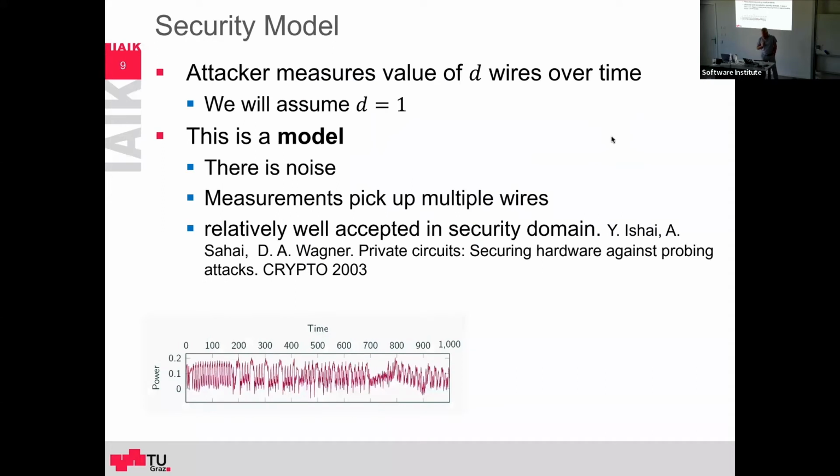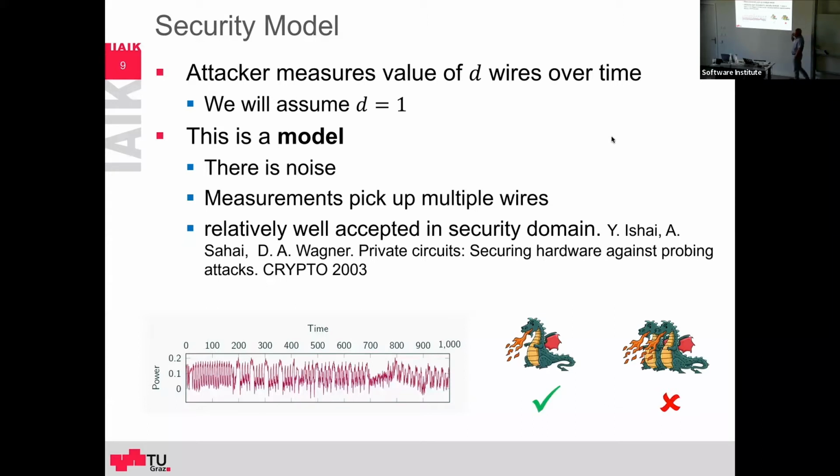So this is my initial security model. The attacker can measure values on d wires and do this repeatedly. And just to keep the talk simpler, the number d is going to be 1 the entire time. So these are the bad guys here. I can deal with one probe, I cannot deal with 2. And this is just a model.